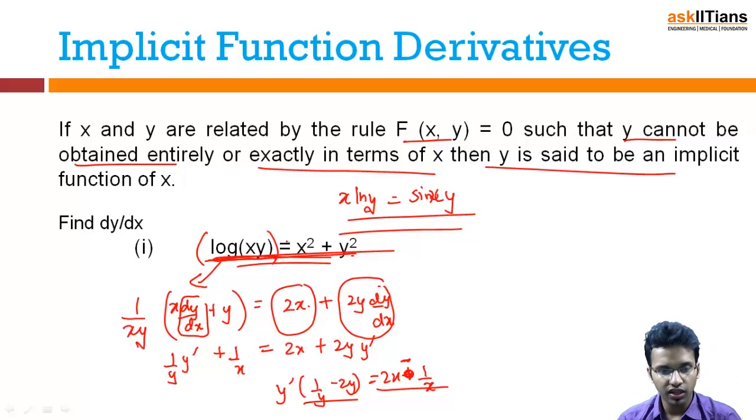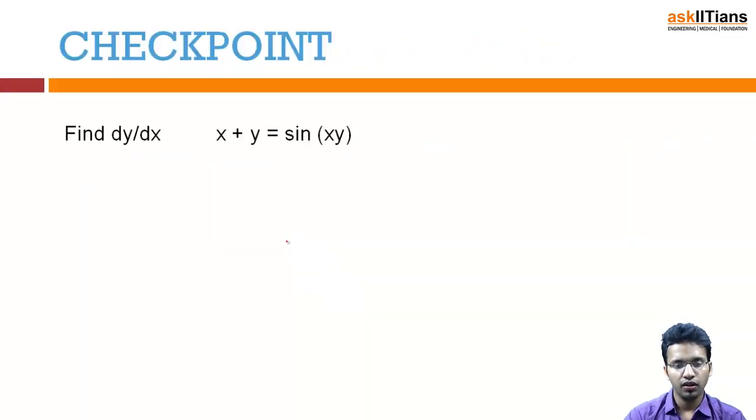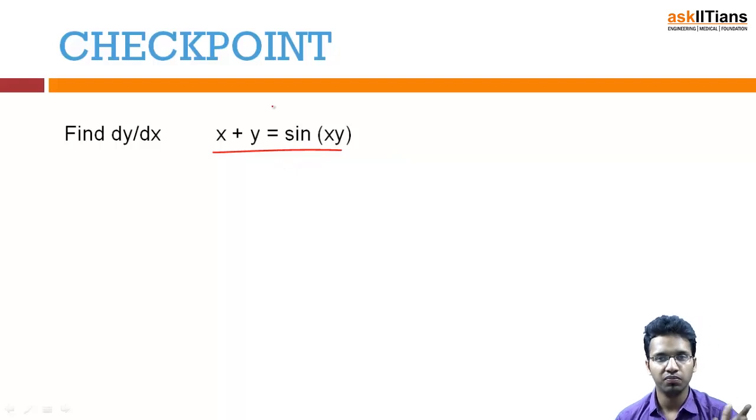Let us look at two more examples based on this. Find dy by dx. Before you continue, you can pause and do it yourself and check afterwards whether I did it in the same way or something else.